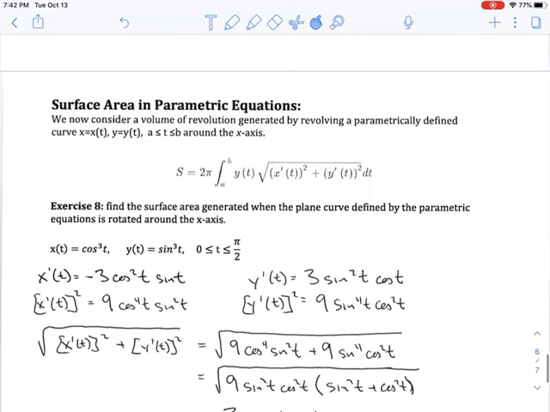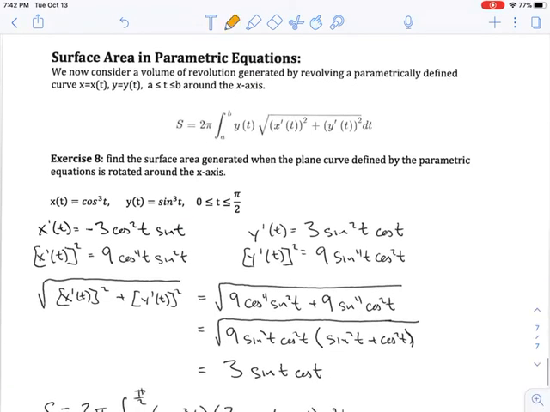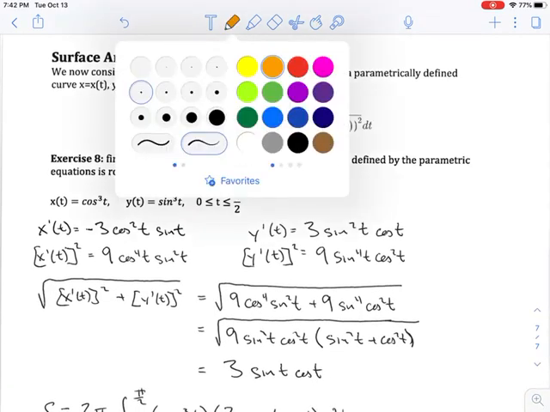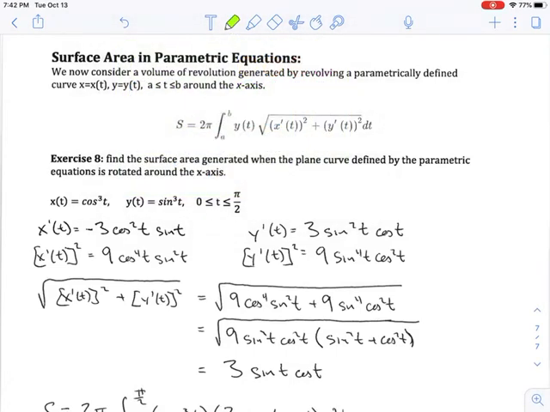Finally, we have surface area. We can find the surface area of parametric equations. So we now consider a volume of revolution generated by revolving a parametrically defined curve around the x-axis. So we're revolving this around the x-axis.